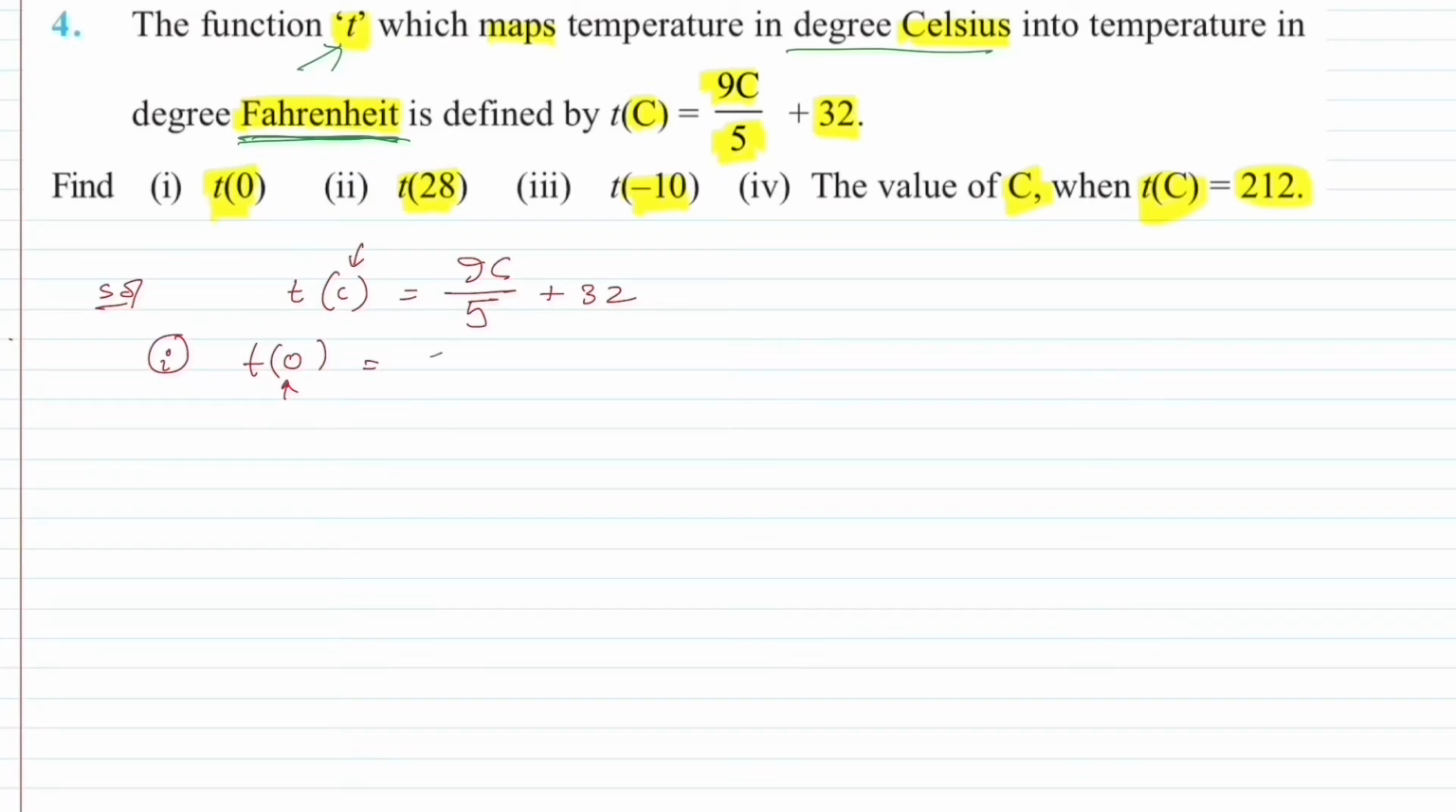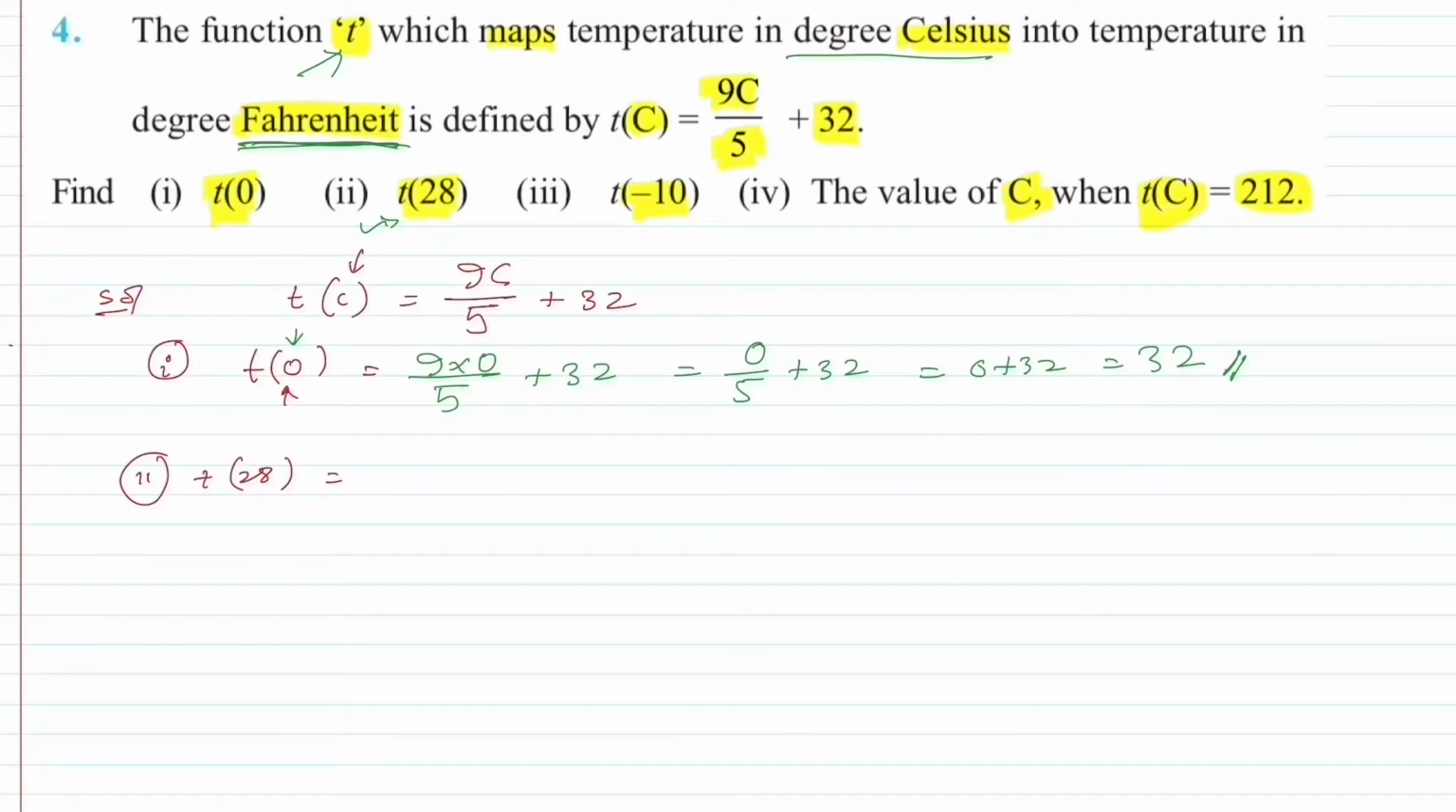If you replace the C by 0, then you will get 9 into 0 by 5 plus 32. That's 0 by 5 plus 32, that will be 0 plus 32, which is equal to 32. So that means 0 degrees Celsius is equal to 32 Fahrenheit. Okay, now let me show you the next one, T of 28.